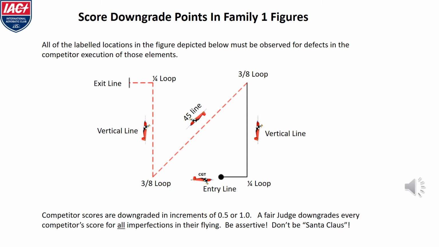Even simple Family 1 figures have many places where a competitor can earn score downgrades. Each vertical line and 45 line must be flown in the correct attitude. Each corner must be flown as a perfect wind-corrected part loop. Downgrades are awarded in increments of 0.5 or 1.0. A fair judge downgrades every imperfection that the competitor shows them. That's the way you judge fairly and consistently.